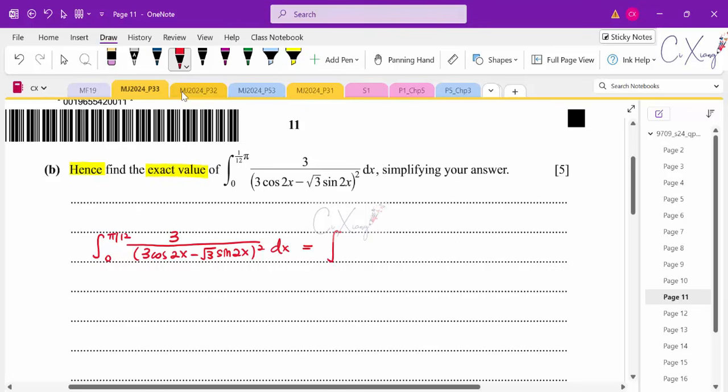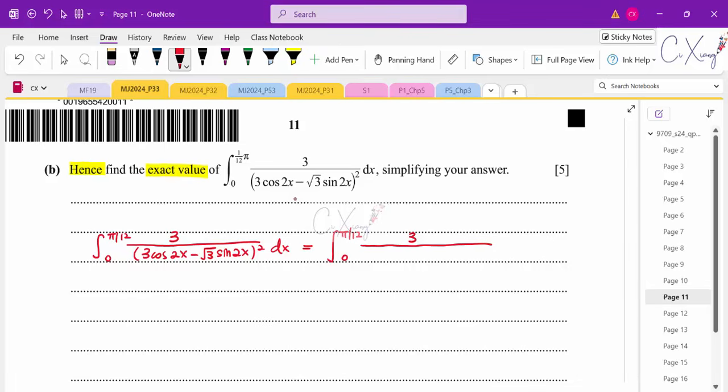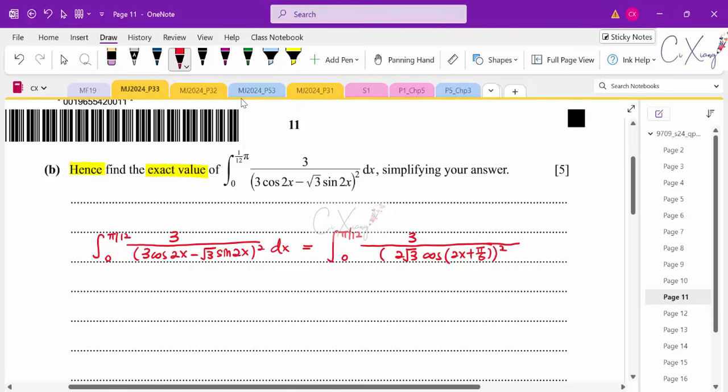Okay, so for the very first step, I want to substitute the answer in the first part into this part now. Because you can see that this particular expression at the bottom is actually what we tried to change the pattern of just now, right? So we can replace it with the answer in the first part. So you'll be having 2 root 3, then cos of 2x plus pi over 6. So 2x plus pi over 6. Then dx.